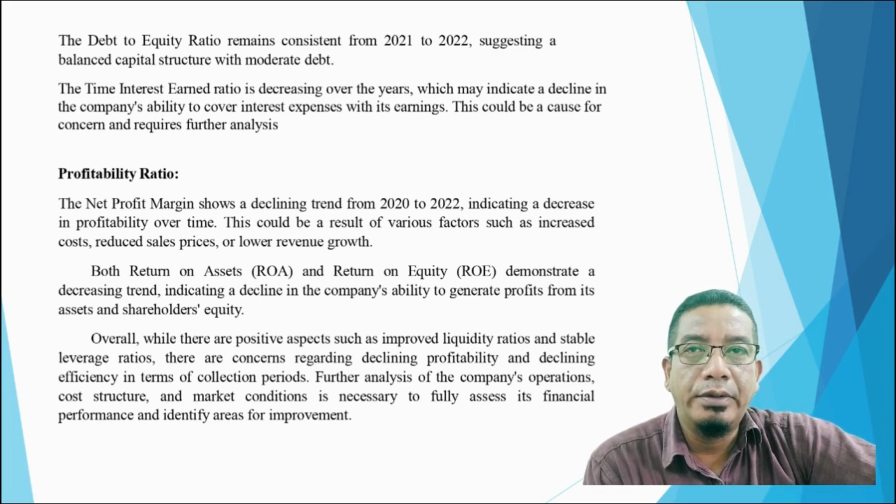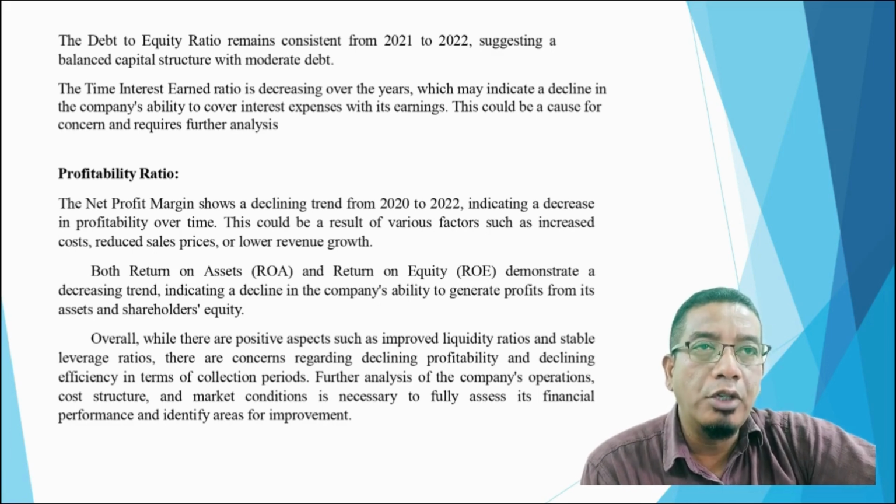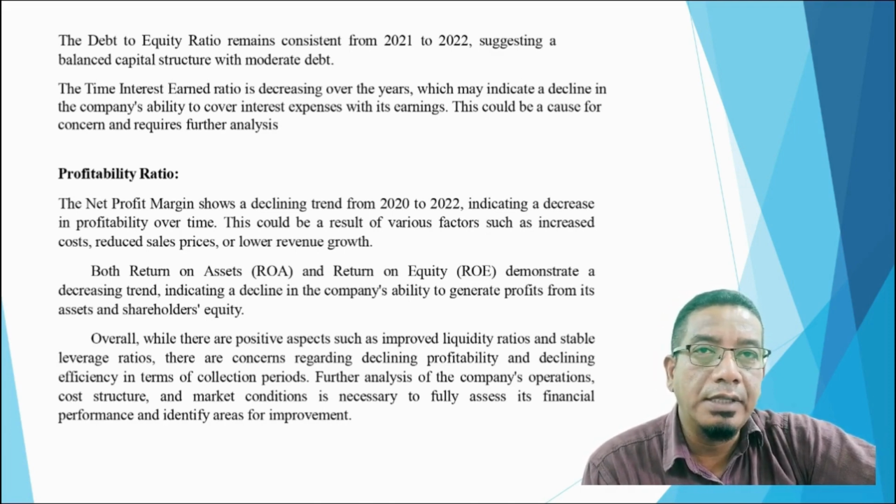Profitability ratio. The net profit margin showed a declining trend from 2020 to 2022, indicating a decrease in profitability over time. This could be a result of various factors such as increased costs, reduced sale prices, or lower revenue growth.